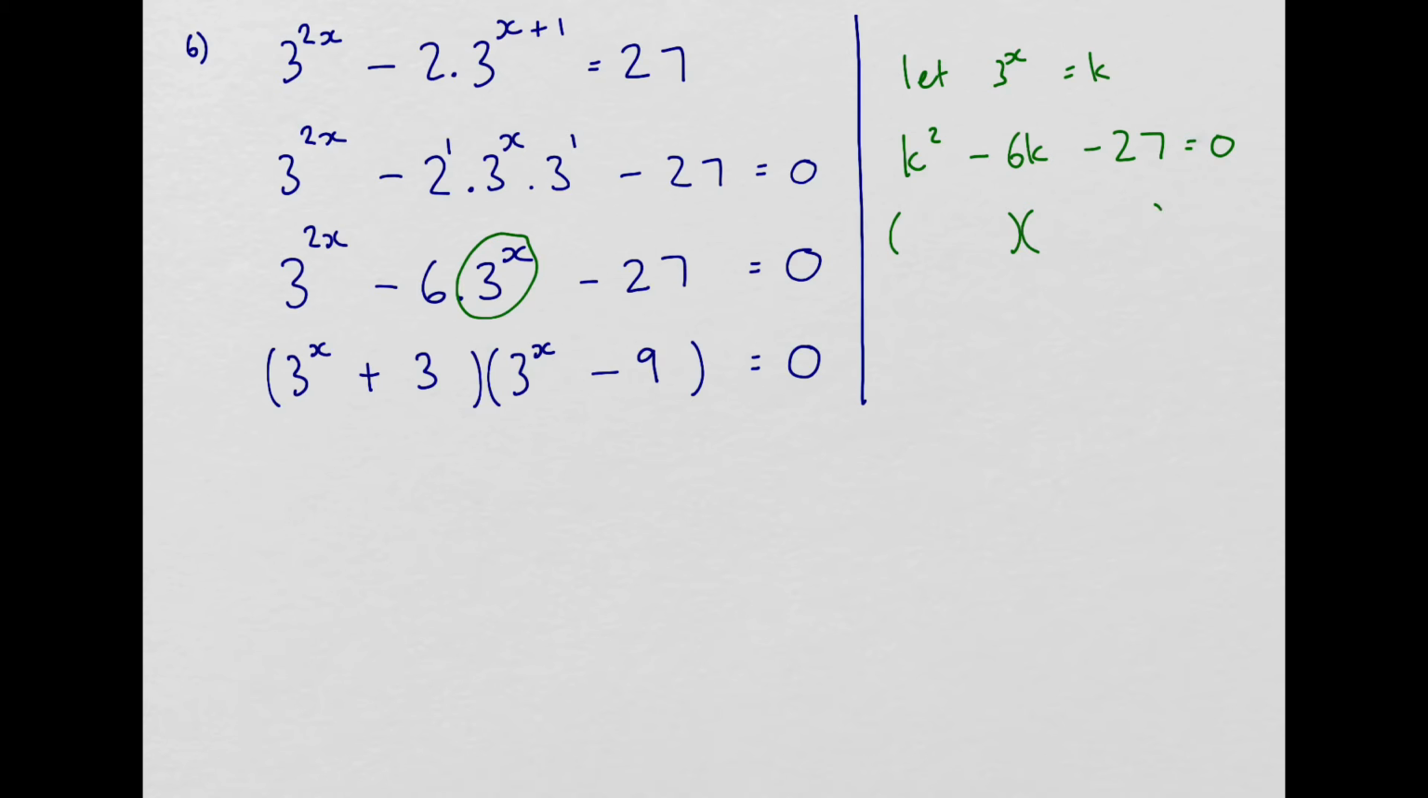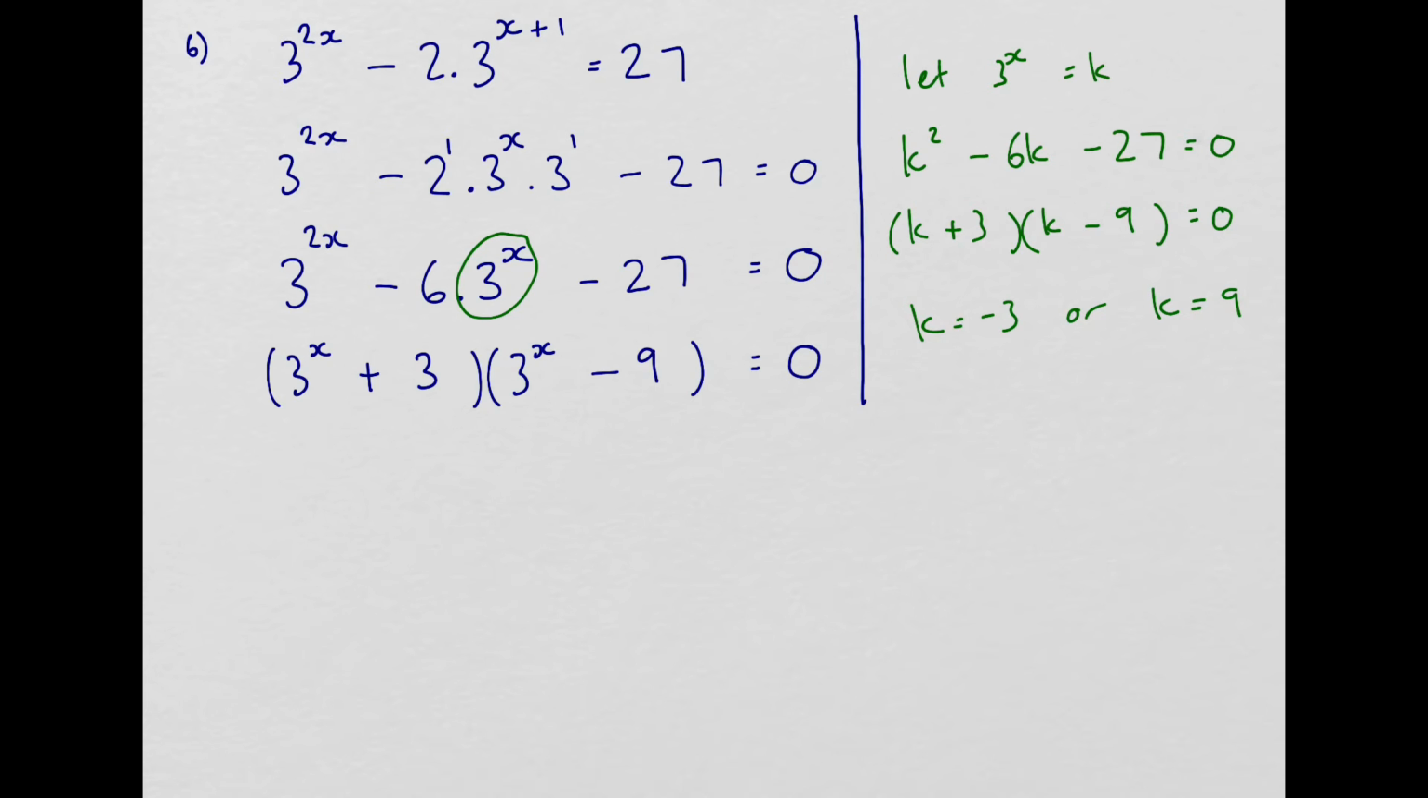So same method. We know we have a plus and a minus because the last term is negative. The square root of k squared is k. And then our factors are going to be the same, negative 9 and positive 3. So that means that k equals negative 3 or k equals 9.